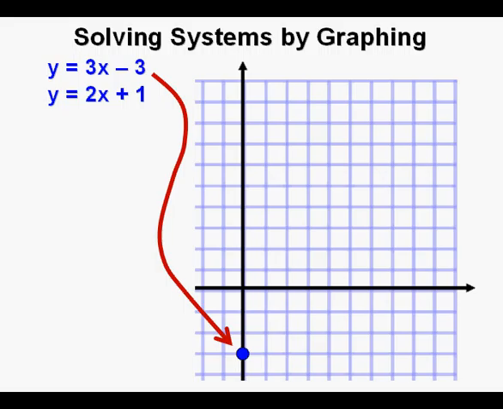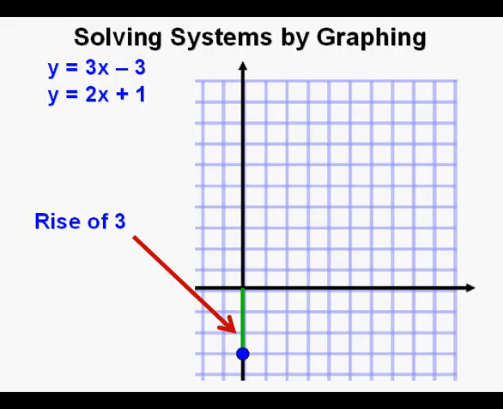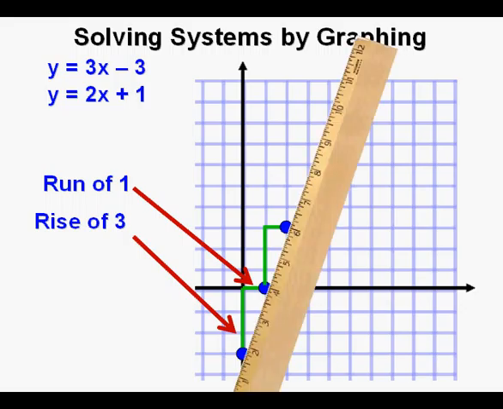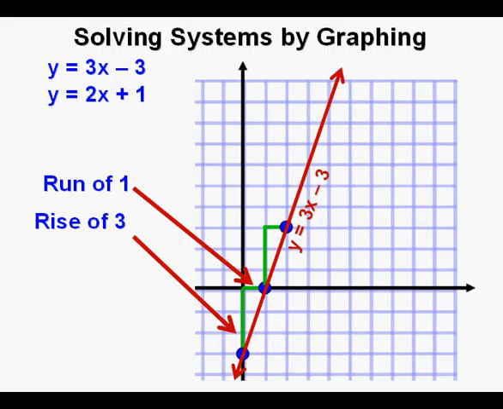And with a slope of 3, we have a rise of 3 from the y-intercept, so we go up 3 units. And then we have a run of 1, so we go to the right 1 from the end of the rise. Then we place another point at the end of the run. And for drawing accuracy, we draw in another rise over run of 3 over 1. And here's our ruler to line up the points. And here's the line drawn in with the line labeled.